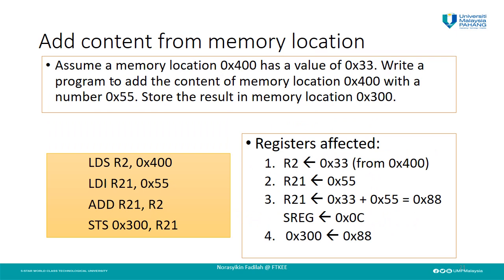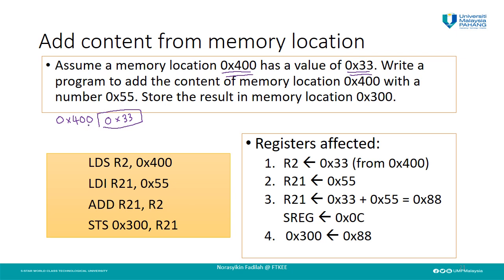Let's look at another example. Assume a memory location at hexadecimal 400 has a value of 33 hex. Write a program to add the content of memory location 400 with a number of 55 and store the result in memory location 300. So basically in this question we have a memory location of hex 400. This is from the data space, and the content of 400 is hexadecimal 33.